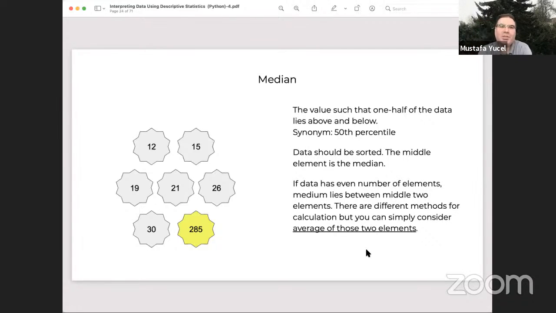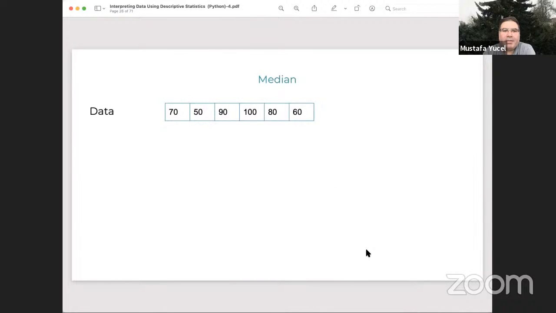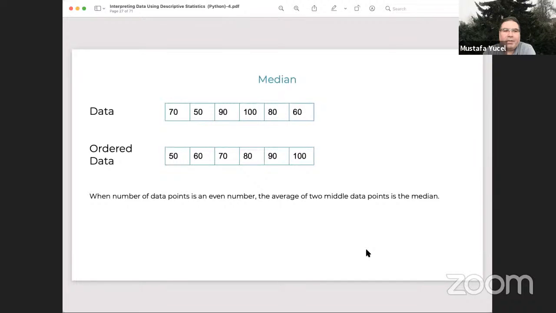There are different calculation methods, but for simplicity today, we will take the average of those two elements. It's robust. And then here is another simple example. First of all, we order the data from smaller to bigger. And then, as you see, there are two data points, not only a single one. If it was a single data point, we would take it. But here there are two, so we will take the average of those two data points, and the median is 75 again.